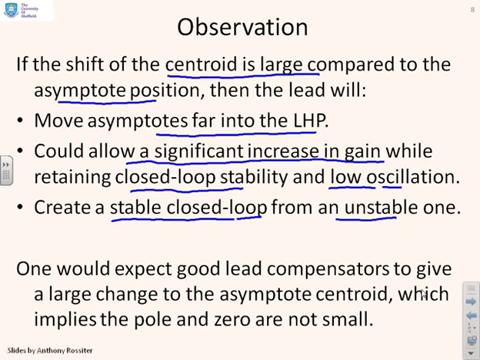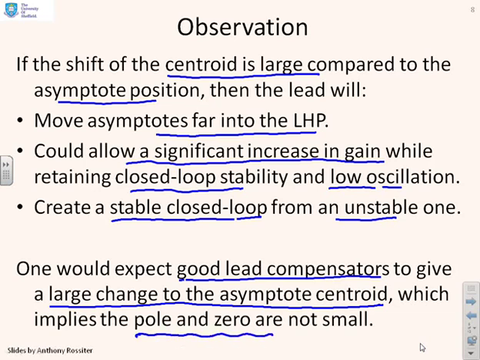Now, a key observation in this is we would expect a good lead compensator to have a large change to the asymptote centroid. Otherwise we might be saying, why are we bothering? And this implies that the pole and zero of the lead compensator will not be small.